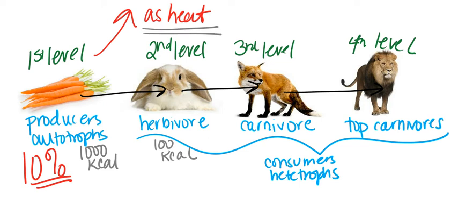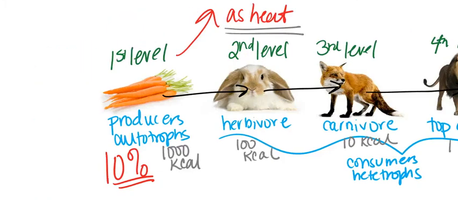When the fox eats the rabbit, it is only going to get 10% of 100. So the fox is only going to get 10 kilocalories of energy. When the lion eats the fox, the lion is going to be left with 1 kilocalorie of energy. What is important to remember is that as energy goes down in the food chain, it is going to decrease since only 10% is being passed on. This screencast showed us energy flow within a food chain, as well as how to label a food chain.